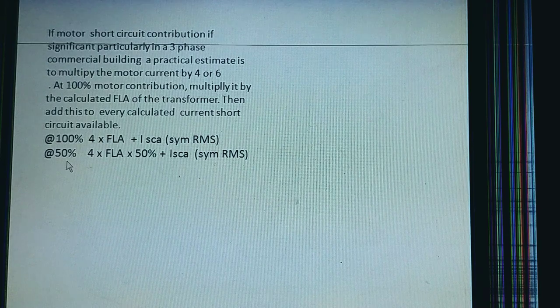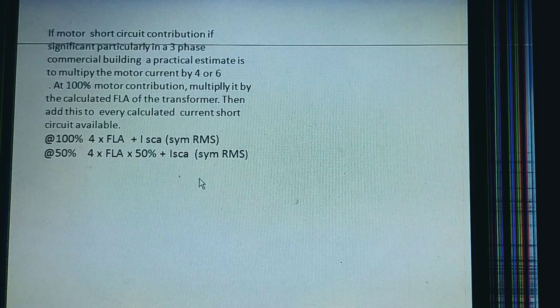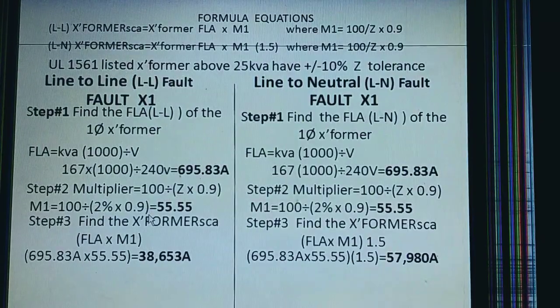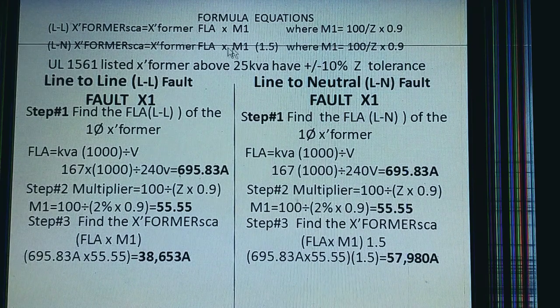If you have 50% motor contribution, we have to use the same here, 4 times the FLA times 50%, plus the ISCA, the available short circuit in the 3-phase system RMS. And you also have to add this all at the same time downstream in the short circuit available current as we shall calculate it.